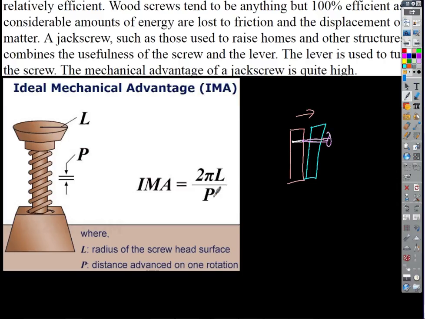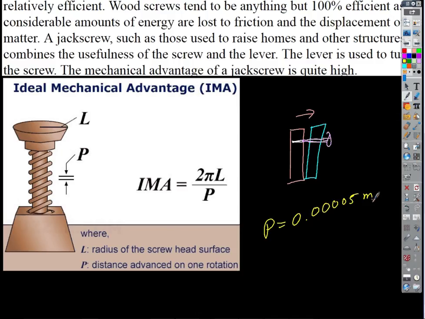So P is equal to 0.05 millimeters, which is 0.00005 meters. Let's say we're going to have a lever on that, and we'll just make it 1 meter. So if L is 1 meter, let's figure out the ideal mechanical advantage. What's 2 times pi times 1 divided by that number? It's 125,000. So for 1 pound of force, you could apply 125,000 pounds of lifting force.